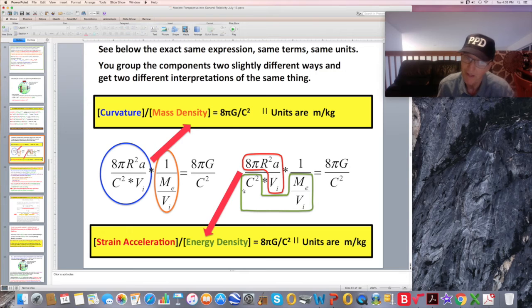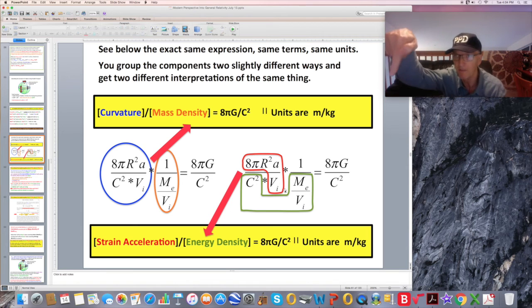And so the c squared gets grouped with the mass density, the mass of the Earth over the volume, as shown in that green polygon or something. Yeah, it's shown within that green polygon: c squared times the mass of the Earth divided by the initial volume. And on the top, I grouped 8 pi r squared a over the initial volume in the red polygon thing.